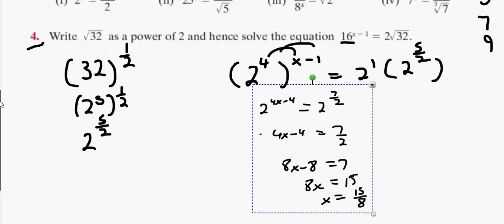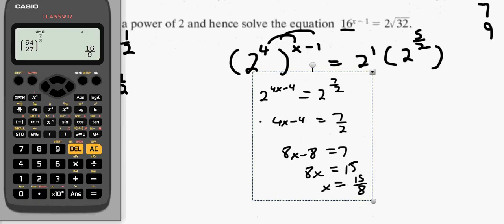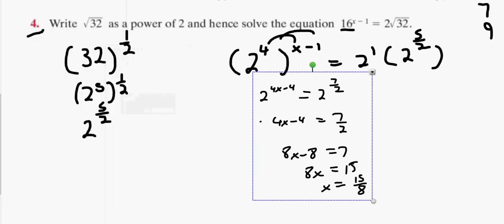So, if I go up here and I put in 16 to the power of 15 over 8, take away 1, I get 11.313, whatever, yeah? Then I go to the other side and say 2 root 32. Also 11.313. I know I'm right. We move on. Took 10 seconds to check. Okay?